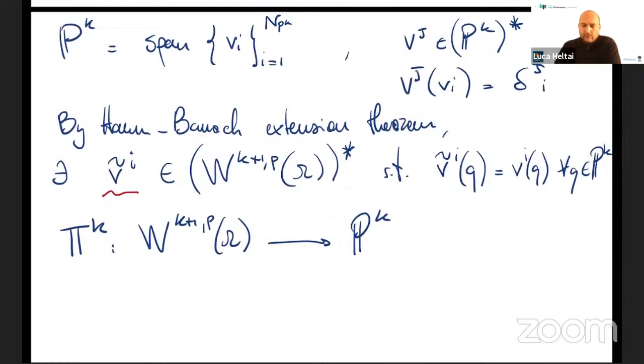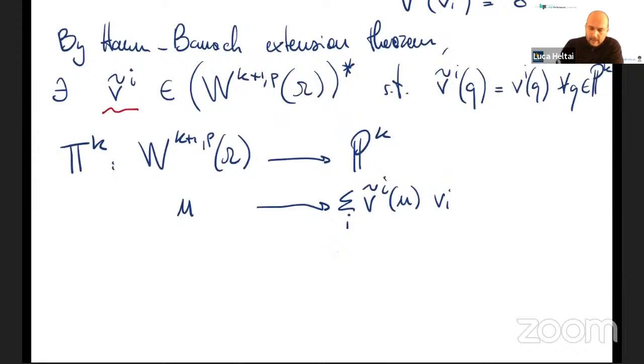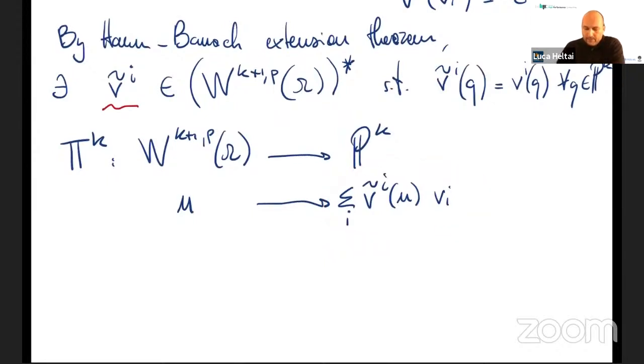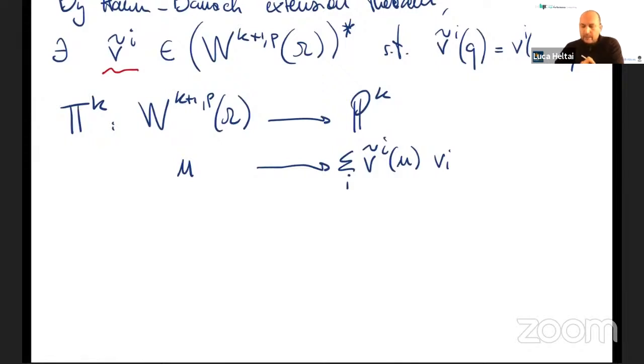Okay. In order to define this projector, of course, I cannot use directly V tilde I, because those are just objects in the dual space of PK. So I need to make sure that these are defined on the dual space of W k plus one P. And the way this is defined is that by taking U, I want to return the sum of V tilde I applied to U, times VI. So let me explicitly write the sum here, even if this would be implied by the summation convention that we have over here. If you write it in this way, then this object lives on the space PK, because it's a linear combination of numbers times basis functions VI. Everything clear so far?